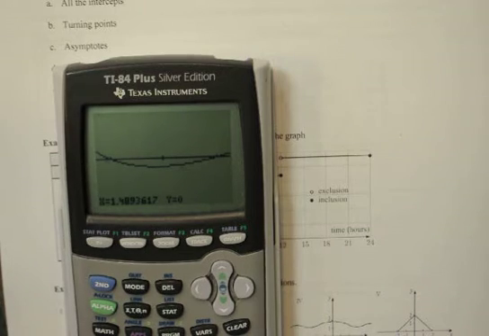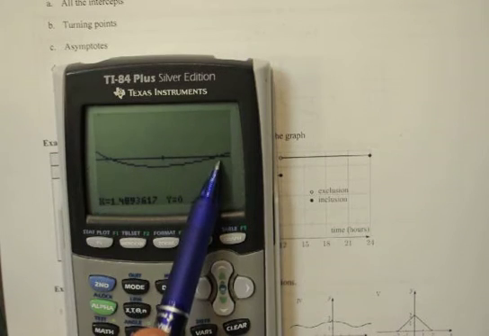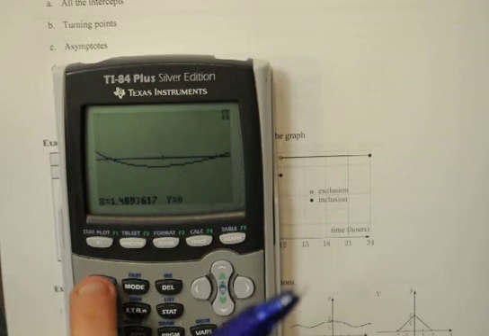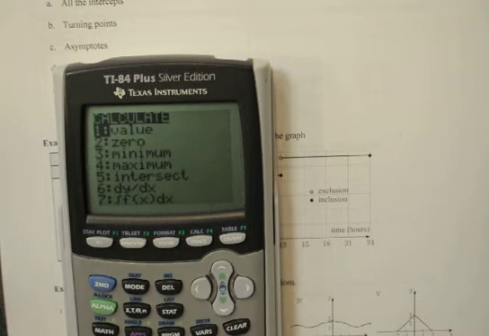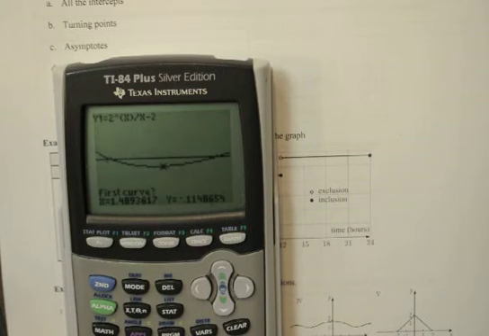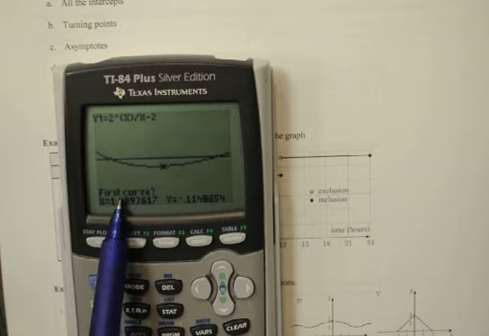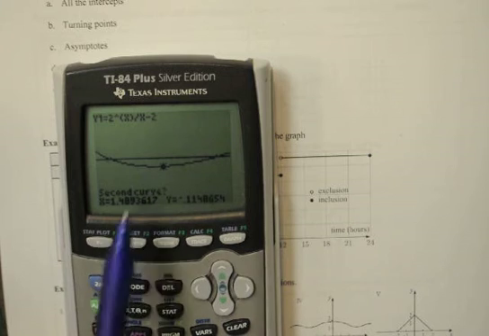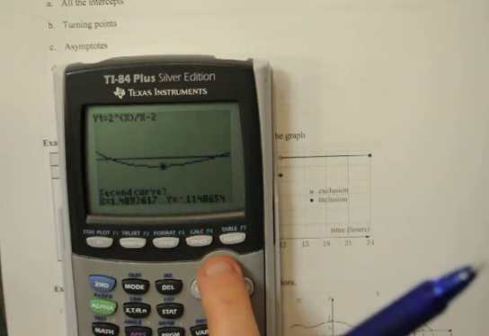Okay, so here's how you can find those intersections. You can press second, calc, intersect. You all need to do this. These are easy points. Now it says first curve. Pick the first curve that you want to intersect. So you see that? It's just going to go there. Press the second curve.